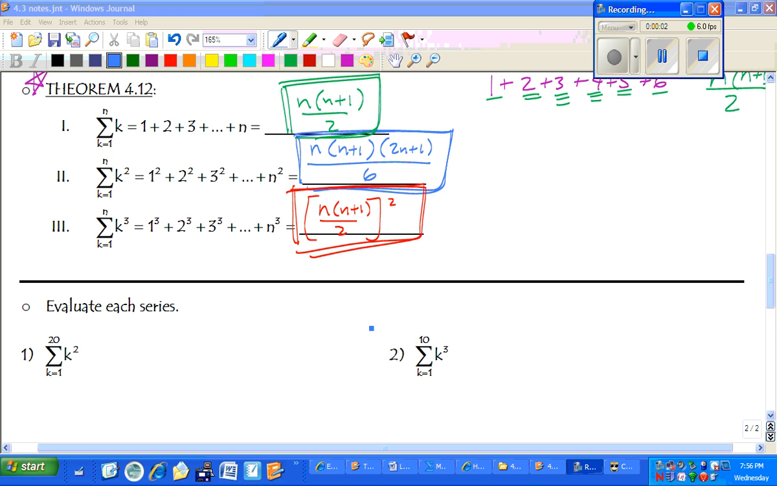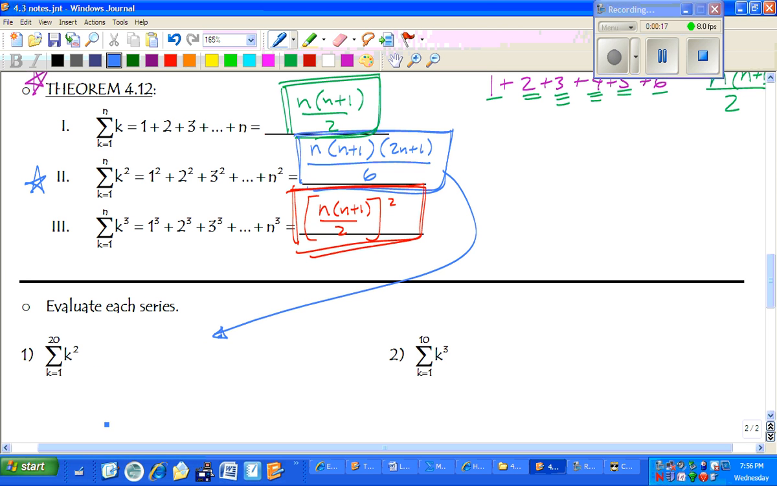Let's look at some examples where we put these into use. For number 1, we're trying to find the sum from the first term up to the 20th term of k squared. So k squared is our second example up here. So we're going to use this formula.